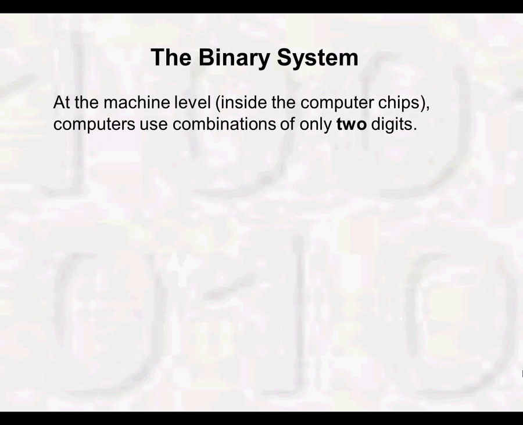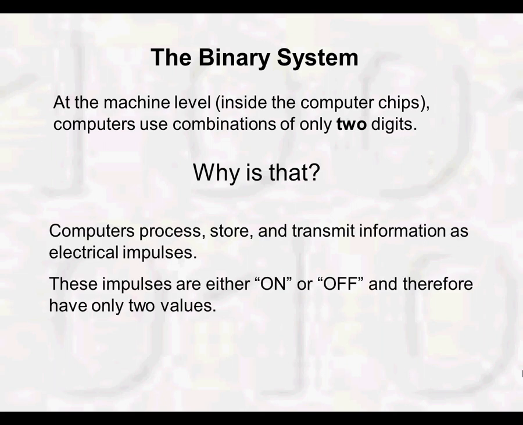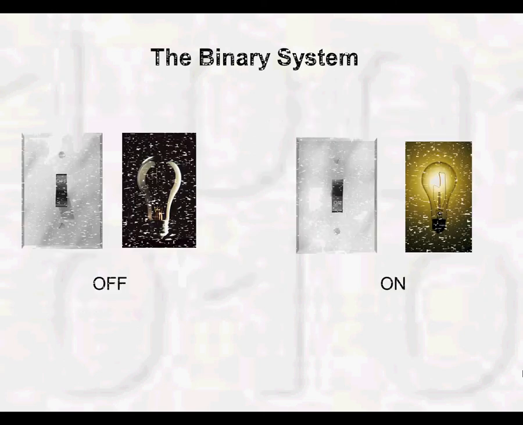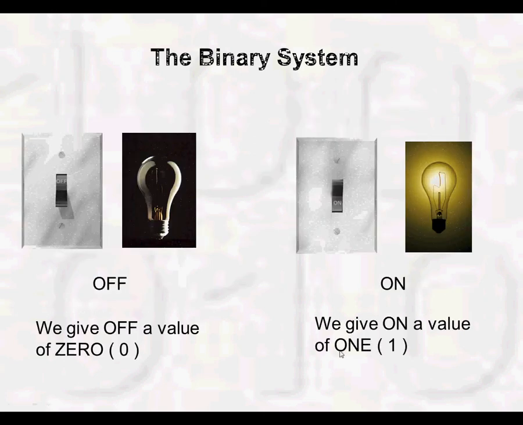Now the binary system works the same way, except if you think about a computer, it doesn't have 10 digits. Instead, it only has 2. Why 2? Well, because computers process, store, and transmit information as electrical impulses. So the impulses are either on or off. So therefore, if you think about it this way, a computer has 2 fingers, right? On and off. So it's easily counting in a base 2 system, right? We have off with a value of 0, and on has a value of 1.